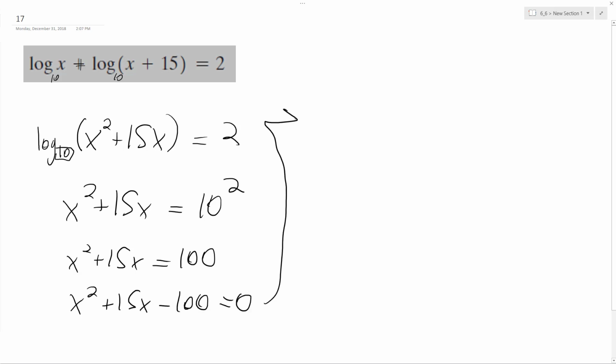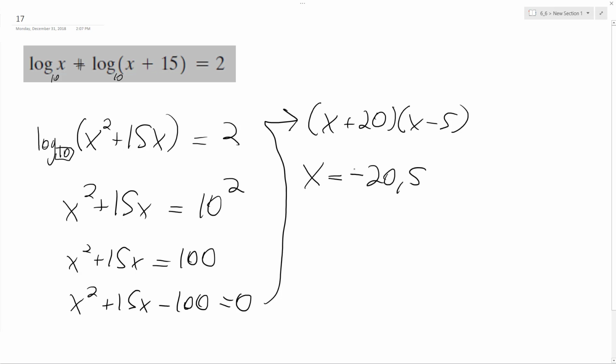So we can factor this, and we end up with x plus 20, x minus 5. So negative 20 and 5, but you cannot use negative 20 because you cannot have a negative value inside your logarithms. So it's an extraneous solution. So x equals 5 is our solution.